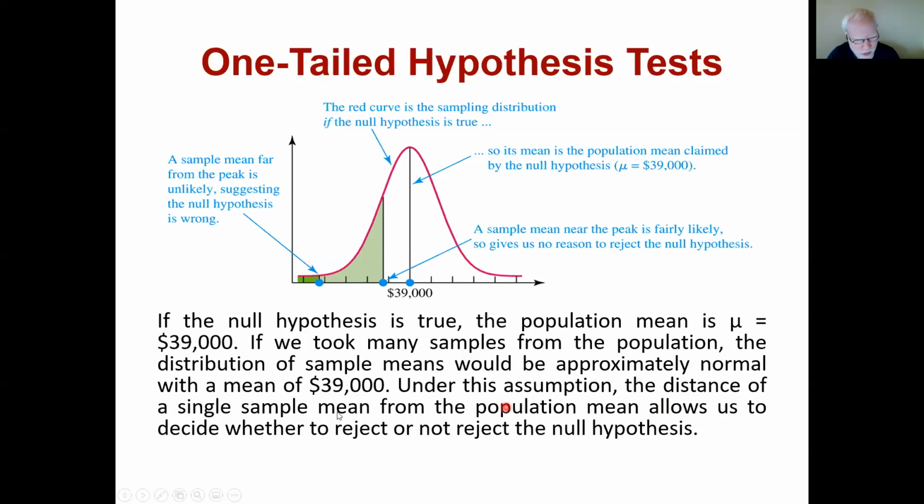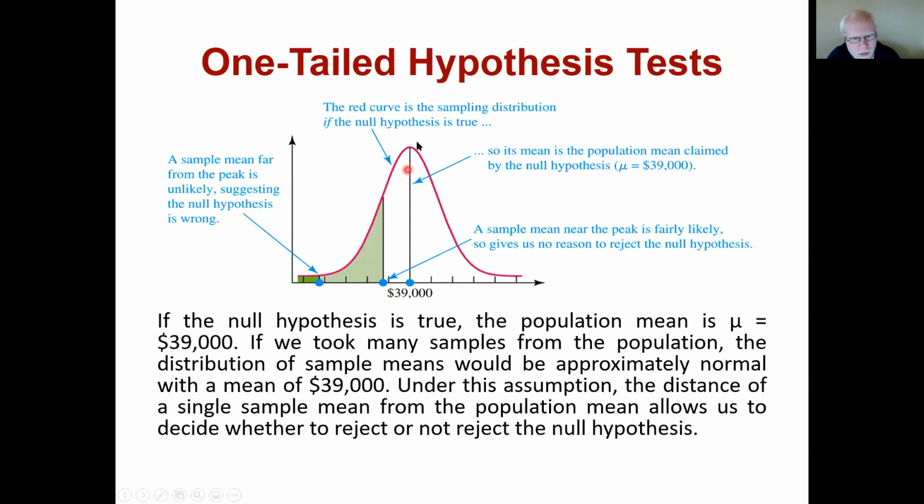Under this assumption, the distance of a single sample mean from the population mean allows us to decide whether to reject or not reject the null hypothesis, right? Because we saw last time, at least with standard normal distributions, that for any value along here, we can find the probability of getting something at least as extreme, say this value and higher.